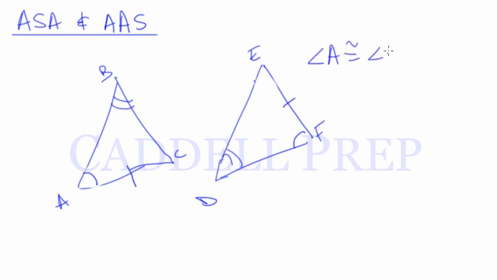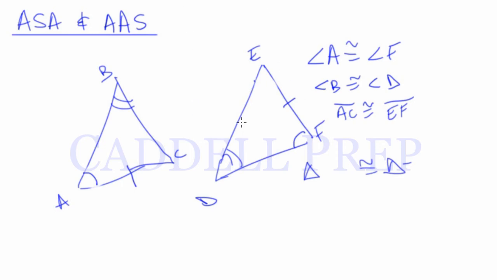So let's go with this one. Angle A is congruent to angle F. Angle B is congruent to angle D. And AC is congruent to EF. Alright, so now writing this, triangle congruent to triangle. A and F match up, so we have A and F. Then B matches up with D, so A, B, F, D, and then the other side, C, E. So triangle ABC is congruent to FDE.